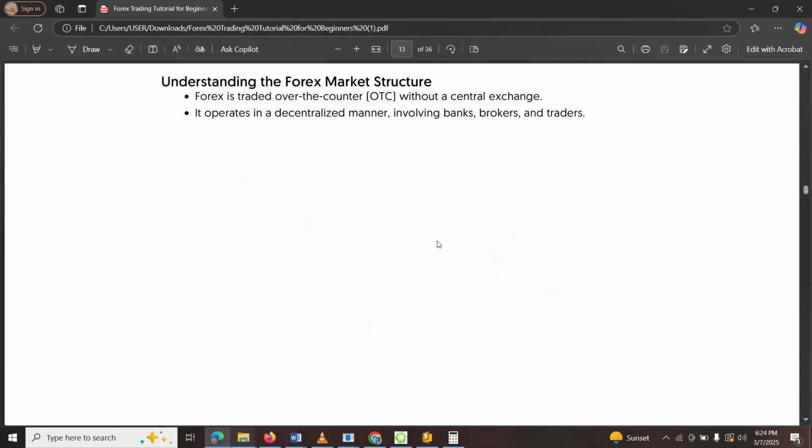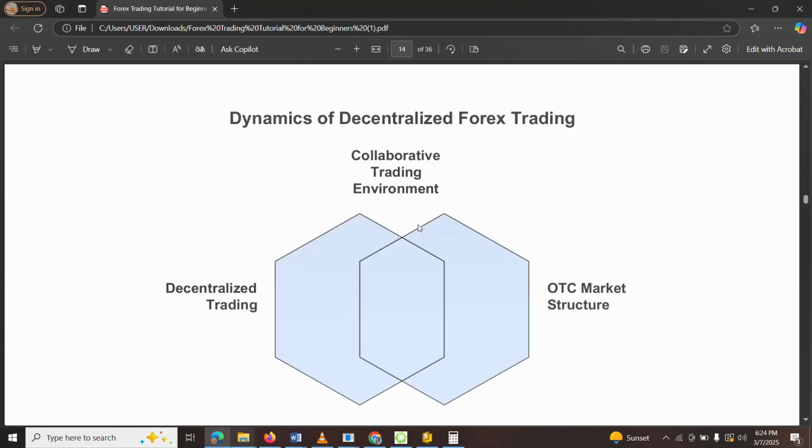Next, we need to understand the forex market structure. The forex market is traded over the counter, that is OTC, without a central exchange, and it operates in a decentralized manner, involving banks, brokers, and traders. We need to note that. That is just to add on what we have been covering. Then we have that illustration: a collaborative trading environment, decentralized trading, over-the-counter market structure.